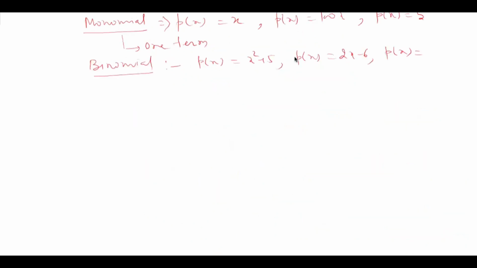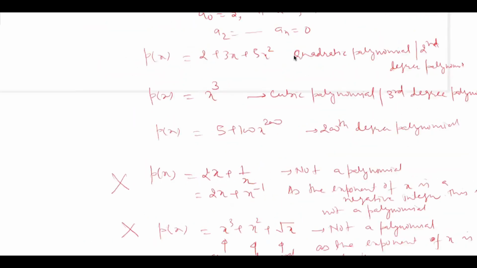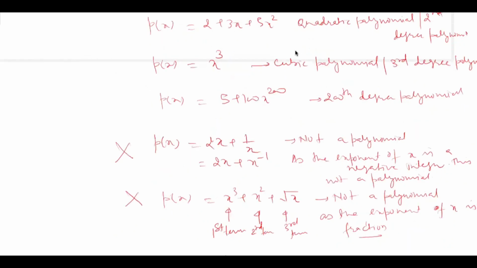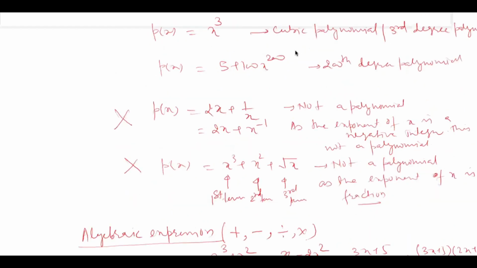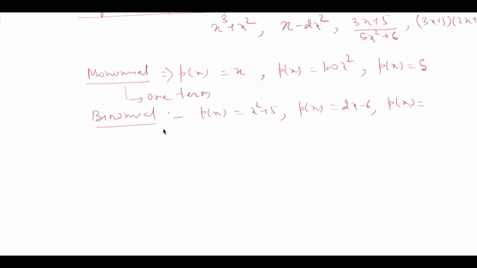So binomial means two terms, trinomial means three terms, and in the same way it will keep on going. Quadrinomial means four terms, and so on and so forth. So trinomial means three terms. I'm not going to write the examples now. The polynomial which only contains three terms will be called a trinomial.